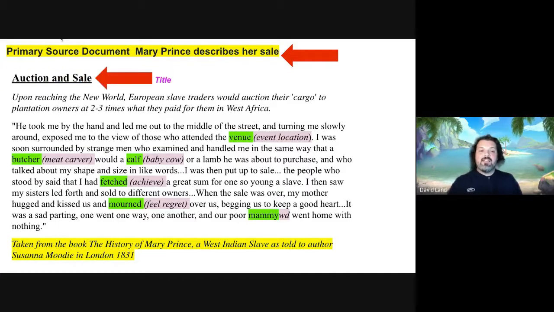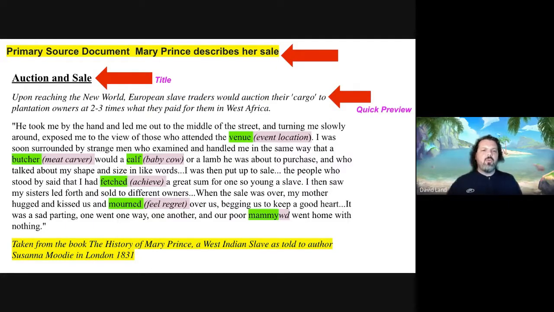So we see a title. The auction and sale is the title. And then we also see that right at the top in italics, meaning the words are kind of slanted and bent, we see a little preview. It tells us clues about what we are going to read. I will read it right now.